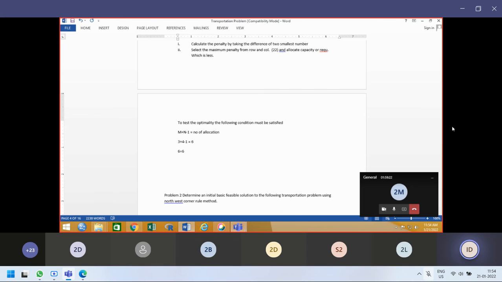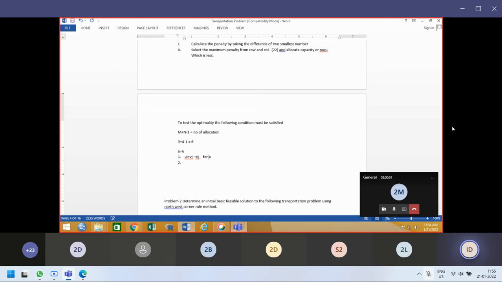Note down the formulas. Ui plus Vj minus Cij, right? In the MCQs they may use the Ui plus Vj minus Cij. Ui plus Vj minus Cij means C of ith and jth allocation, and the second formula is used for allocated cells.